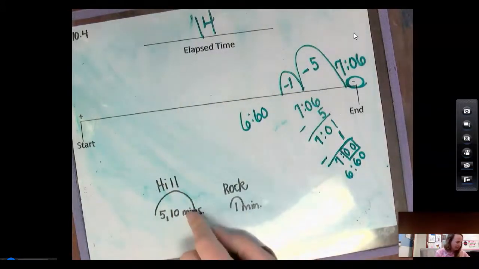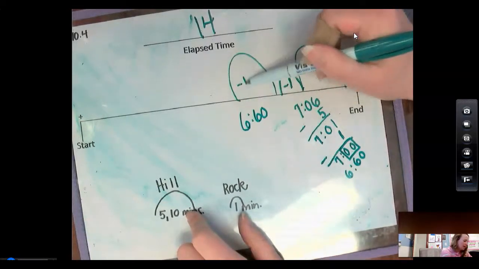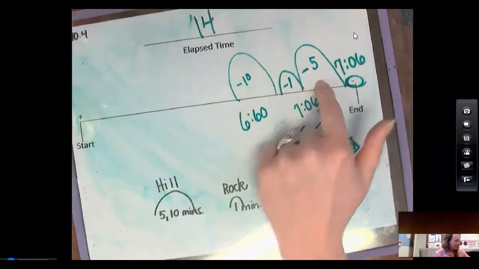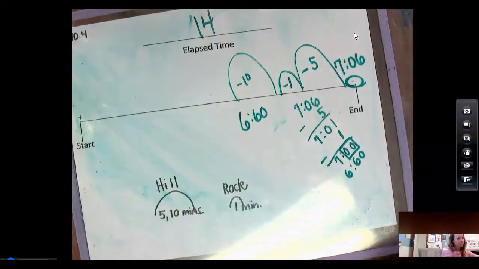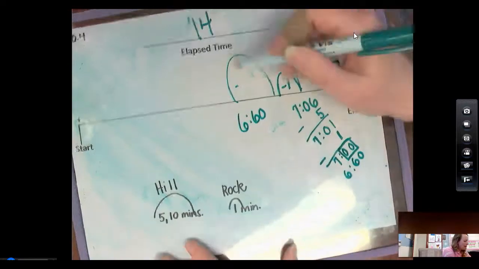If I use a hill of 10, let's see. If I used a hill of 10 minus 10, let's see where we would be. 10, 15, 16. Can I use a hill of 10? No, I can't because that's way too big. So I can't use a hill of 10. So let's try a hill of 5.